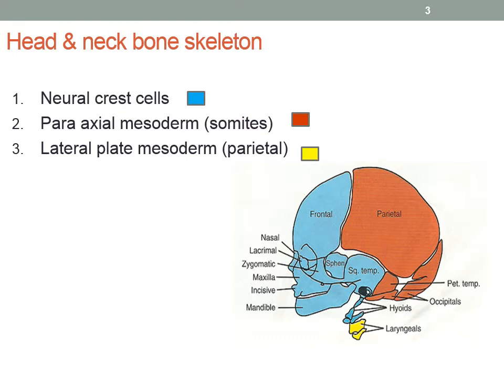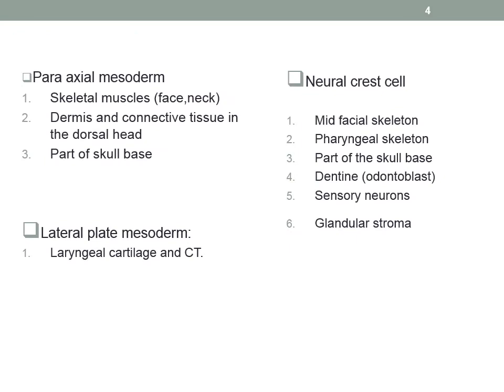The lateral plate mesoderm, the yellow color, gives origin to the laryngeals, forms the laryngeal cartilages. The paraxial mesoderm, or the somites, form the skeletal muscles of the face and neck, the dermis and the connective tissue in the dorsal head, and part of the skull base.